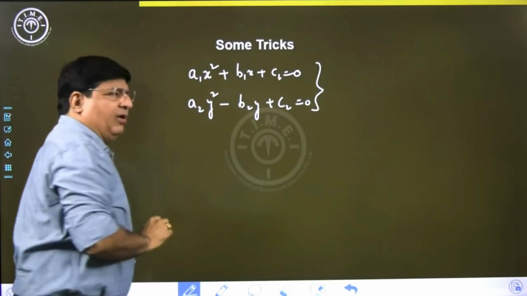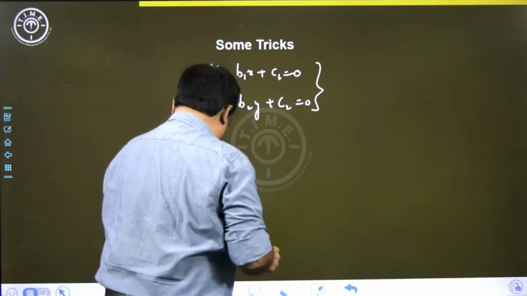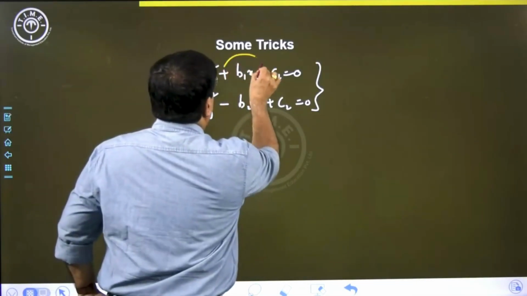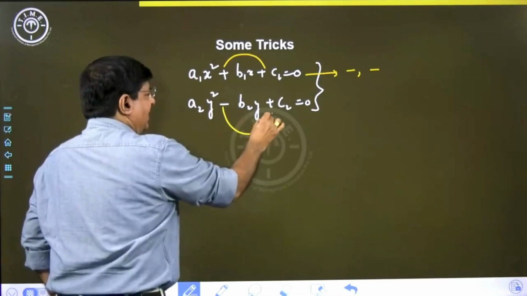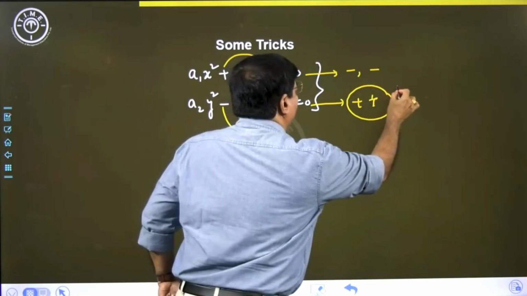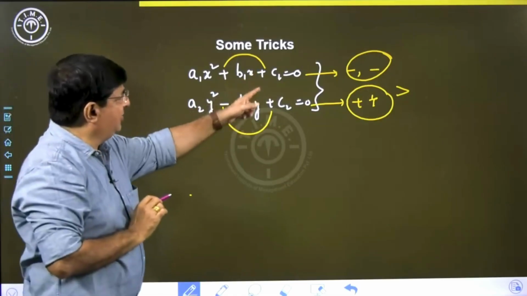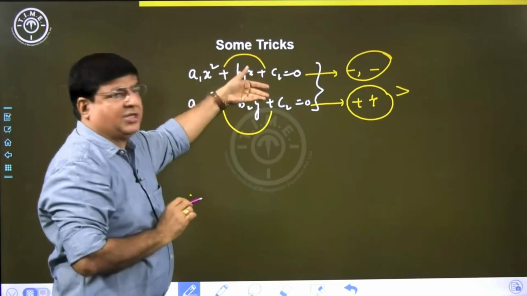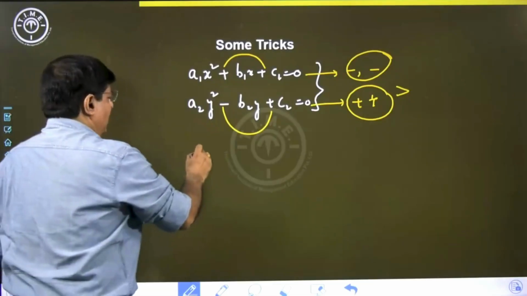Now look at these 2 equations here. The signs in the first equation are both positive, so the roots will be negative. Here the signs are minus and plus, so the roots will be positive. And positive roots will always be greater than the negative roots. So if your given quadratic equations are of this form, then by looking at the signs in the equation, you can decide which one will be less and which one will be greater. Second special case, let us look at.